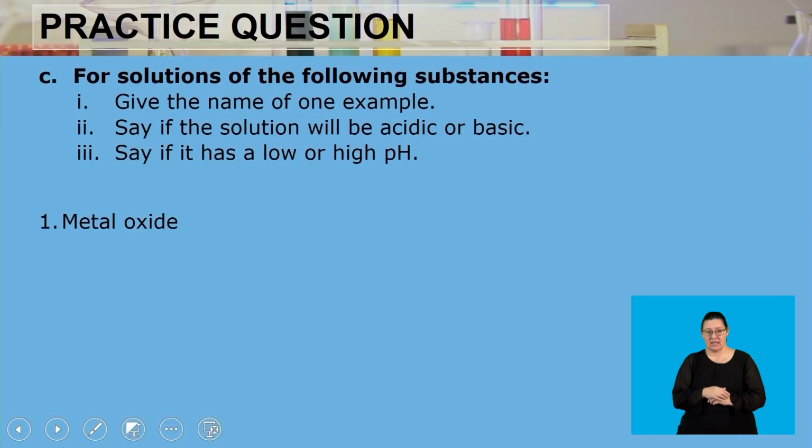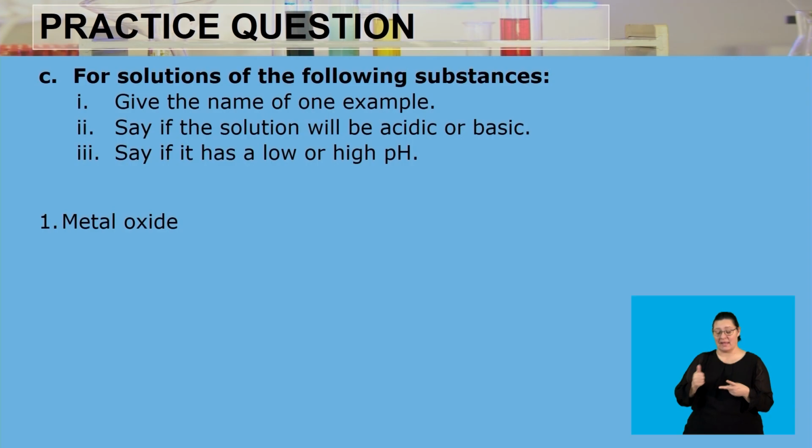So to move on to our last question, it says that for solutions of the following substances, we need to give the name of one example, say whether the solution will be acidic or basic, and then lastly, say if it has a low pH or a high pH. We are given metal oxide. So for the solution of a metal oxide, we need to give the name of one example. Number one, we can use magnesium oxide, because we know that magnesium is a metal reacting with oxygen. It gives us magnesium oxide.